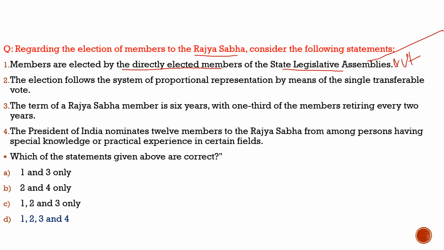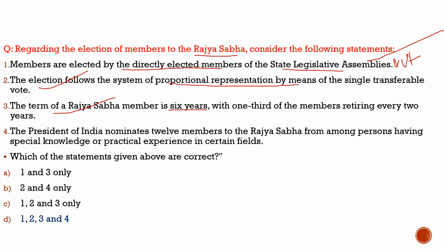Second statement: the election follows the system of proportional representation by means of the single transferable vote, same as the election of the President and Vice President. 100% correct. Nothing wrong with it. Third statement: the term of a Rajya Sabha member is 6 years, with one third of the members retiring every 2 years. 100% correct. Please remember that. A question about a statement about it can be formed in the exam.